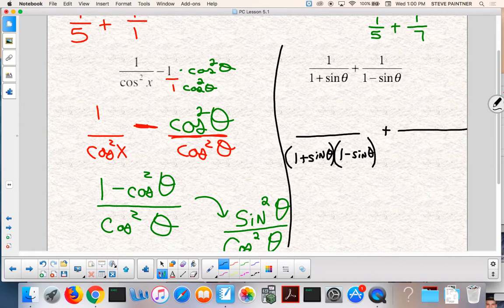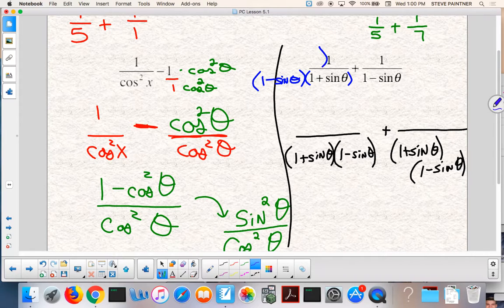Okay, so this is it. 1 plus sine, 1 minus sine is the common denominator. Okay, go back to the beginning and ask yourself, what do I need to multiply the first fraction by? What would I multiply this by to get it to look like this? 1 minus sine. So up here you go what? 1 minus sine. This would get you 1 minus sine.